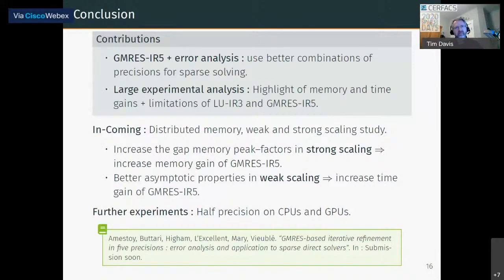So I just presented a new algorithm, GMRES IR5, which is practical for solving sparse systems. And I presented a large experimental analysis with that, highlighting memory and time gains. Thank you for your attention.